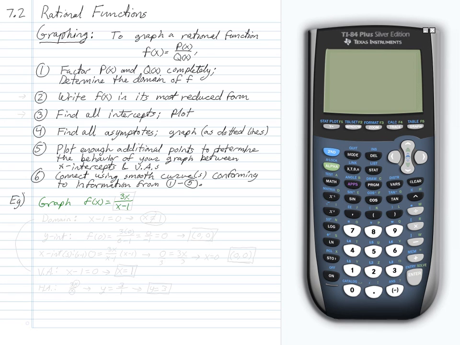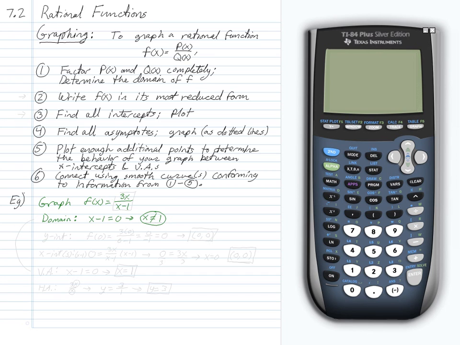So the first thing that we would like to do is figure out the domain, figure out what x values we aren't even allowed to plug in. Now this function has already got its numerator and denominator as factored as they're going to be, so we can take the denominator and say, when is that equal to 0? Well, that happens when x equals 1, so let's avoid that x value.